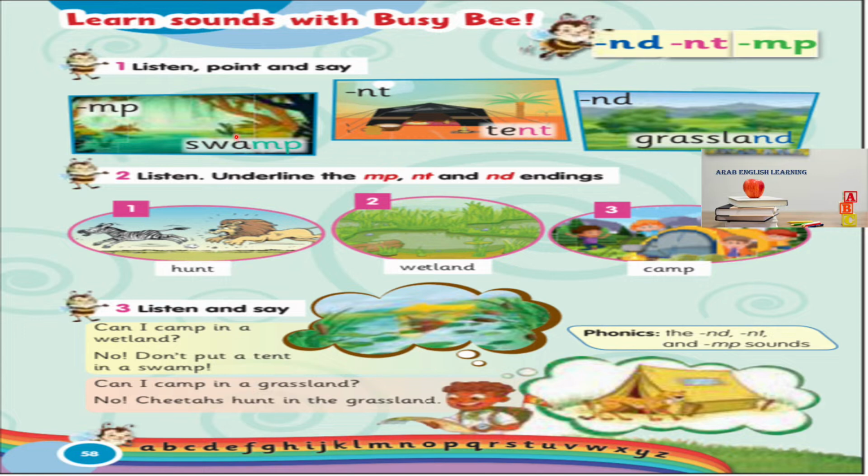Page 58, Exercise 1. Listen, point, and say. Swamp, swamp. Tent, tent. Grassland, grassland. Exercise 2. Listen, underline the m, nt, and nd endings.